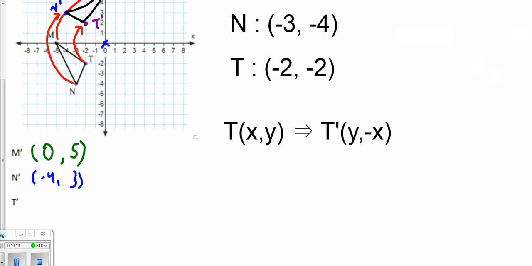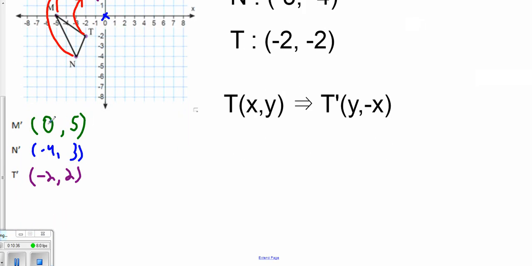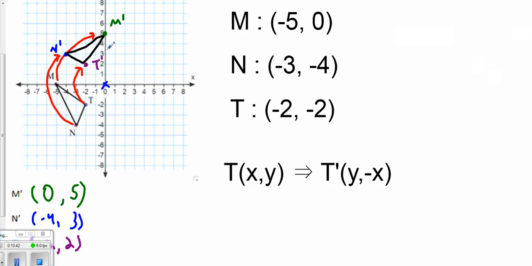And lastly for T, again, negative 2, we just switch those two and then make the x value, the one that's in the new y spot, negative. So it would actually be at negative 2, positive 2, which again fits. We're at x is negative 2, up 2 spaces for our y value to be positive 2, and that's the new value of T. So these would be our M prime, N prime, and T prime, and this is what the whole thing looks like.